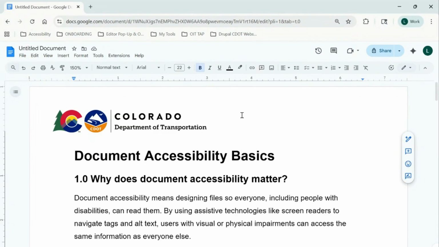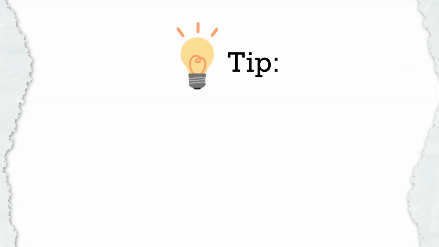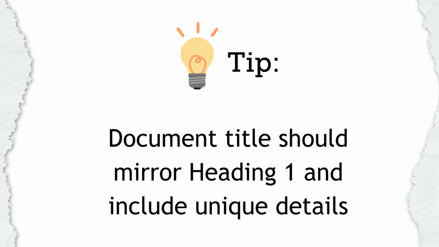To add the document title in Google Docs, select the text in the upper left-hand corner to edit the document title. For this exercise, I'm entering Document Accessibility Basics in Google Docs into the title field. Tip: the document title should mirror your heading 1 and include unique details like the month and the year.